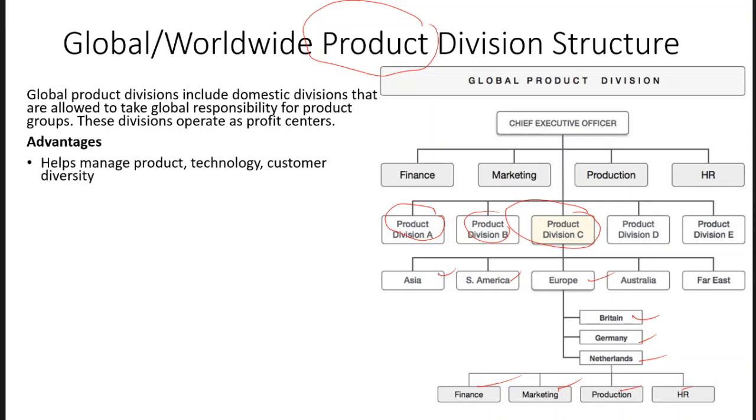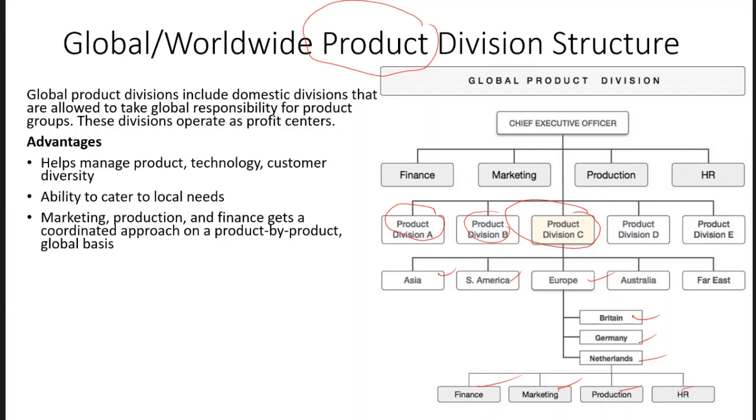The advantages of this are: it helps manage product, technology, and customer diversity, because their main focus is on the product, and therefore the customer diversity is included in the consideration of the product development. And the ability to cater to local needs. So they will be very flexible in making a product that is based on the local customer preferences. The marketing, production, and finance get a coordinated approach on a product by product global basis. So the global basis of the production will help each other in the marketing, production, and finance activities.